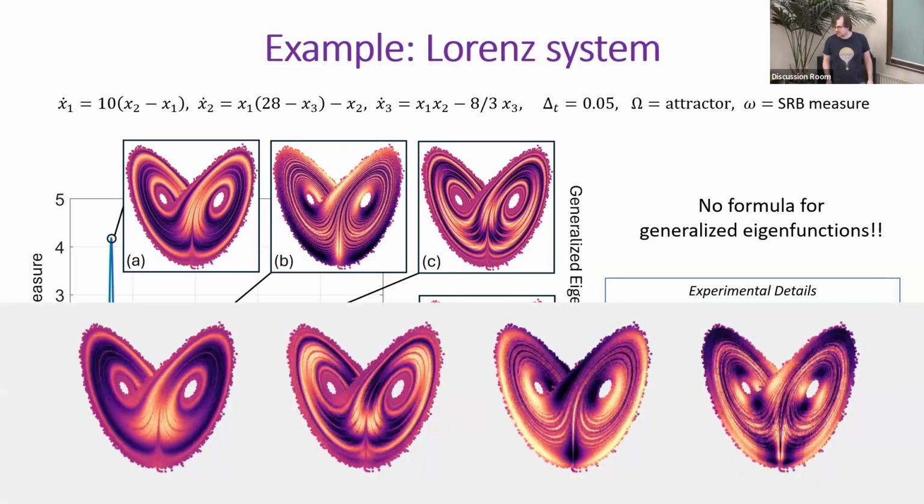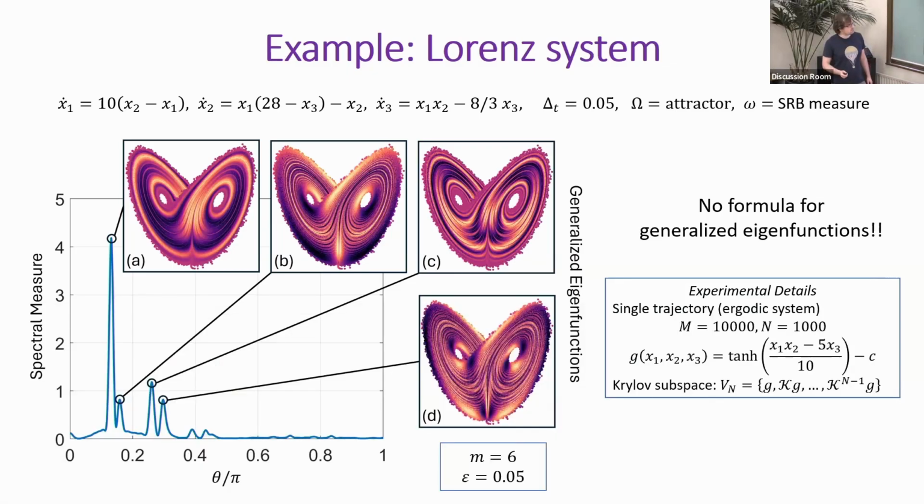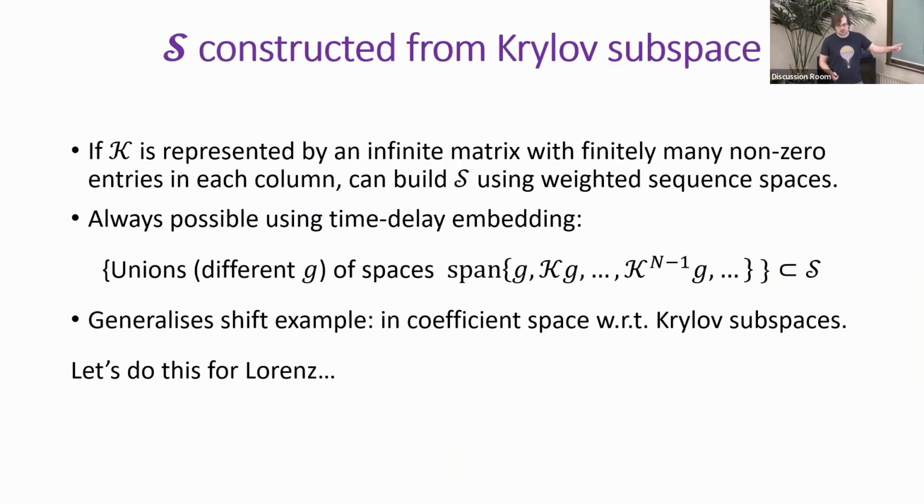How restrictive is this assumption, the top bullet point? You can always get it from delay embedding. Now, there's no guarantee that this space will fill the whole Hilbert space, which is why I need to take unions of different G. But I always get an invariant subspace by doing this. If my Koopman operator... well, okay, maybe I have to go backwards.